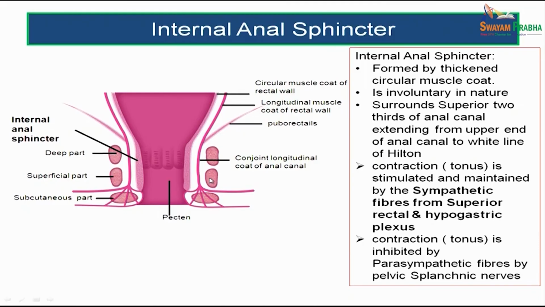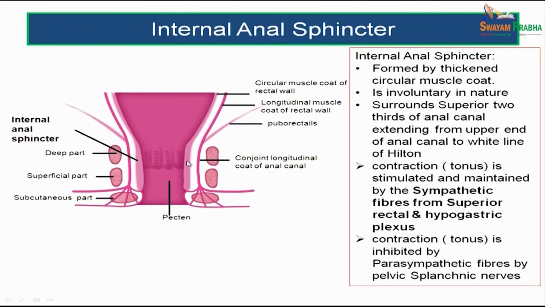Now we will look at the sphincters in detail. First we will take the internal anal sphincter. As you can see from this picture, the wall of the gut tube has a muscle layer, the muscularis externa, which has an inner circular layer and an outer longitudinal layer. So this internal anal sphincter is formed by the thickened circular muscle coat of this part of the gut. It surrounds the superior two-thirds of the anal canal and extends from the upper end of the anal canal to the white line of Hilton.